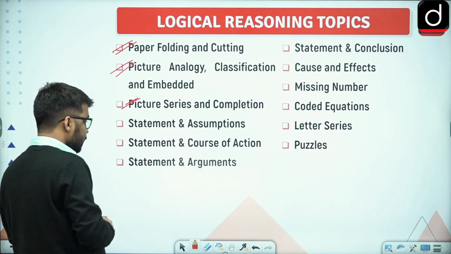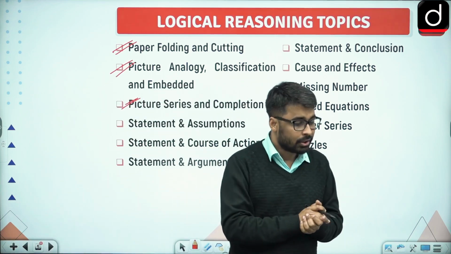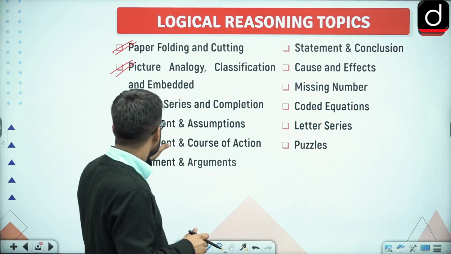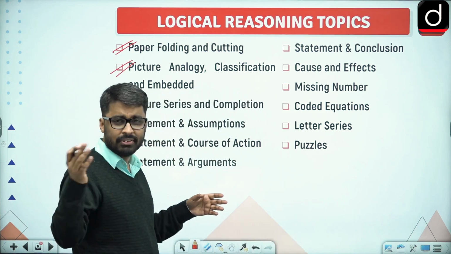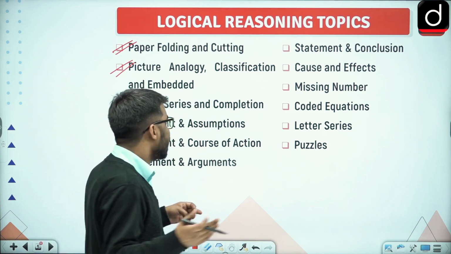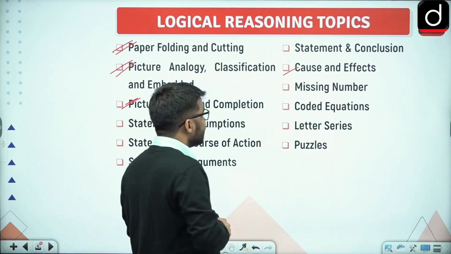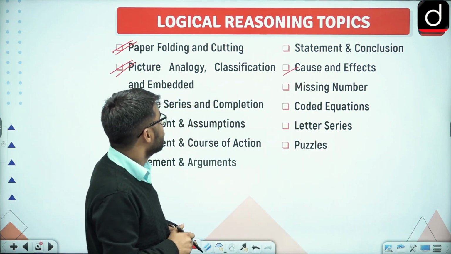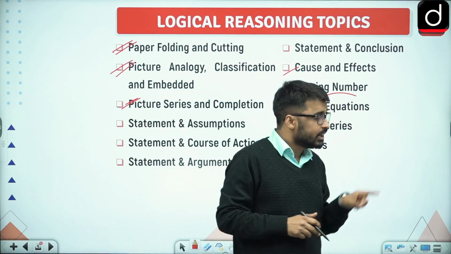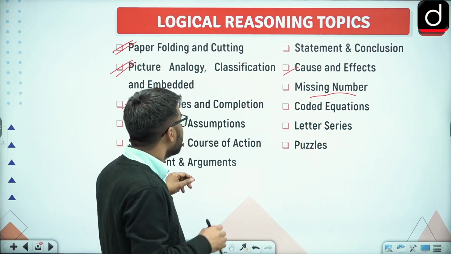Statement assumptions, statement course of action, statements and arguments, statements and conclusions, these are part of your verbal reasoning questions, right? And you must have seen these questions. A statement is given, then followed by a set of arguments. We have to check which argument is valid and which is not. Cause and effect, right? Then missing number, you must have seen these questions. Actually, what I have been seeing, students struggle a lot in this particular topic, missing number.